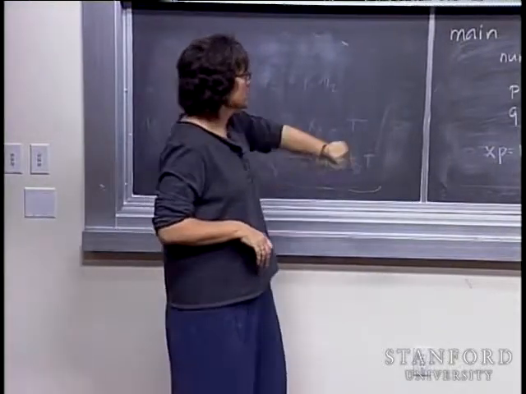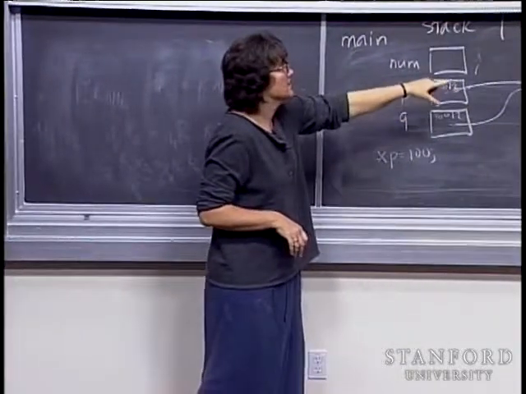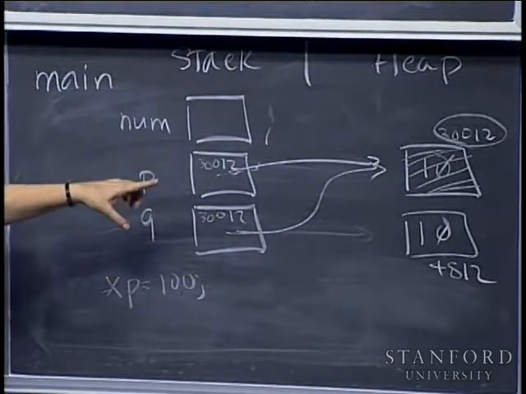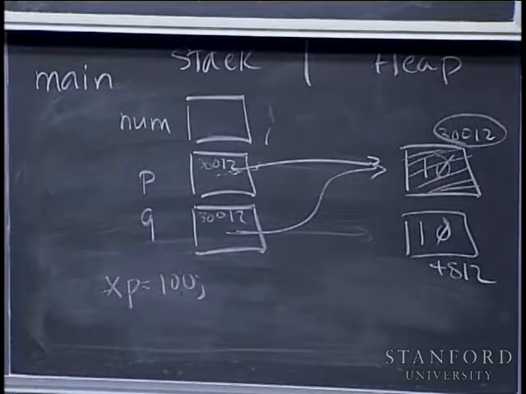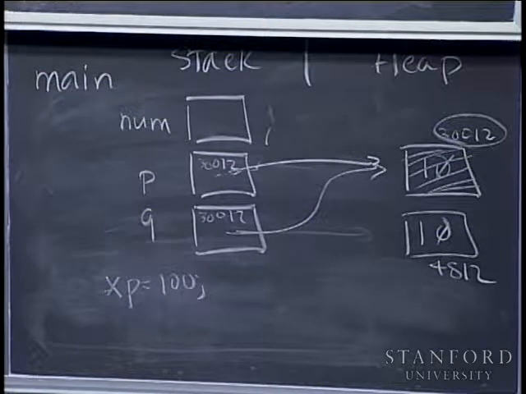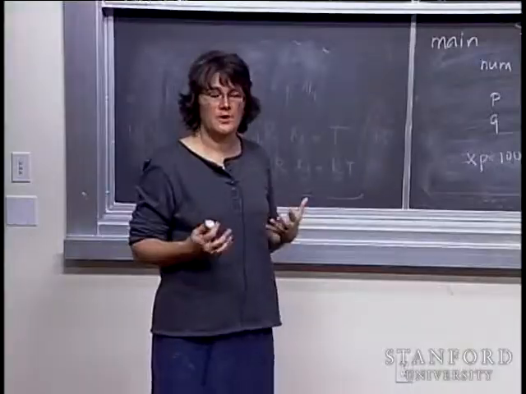That's a great question. So P had 30,012. I said delete 30,012. The heap manager took that request and marked it, but P still holds that address. And so if I did a star P equals 100, it tries to write back there. So in fact, the delete operation doesn't change P. So it still holds the same address.